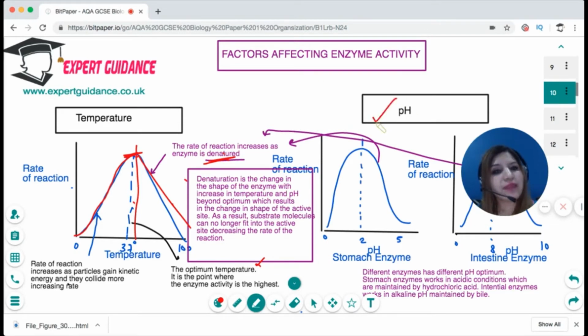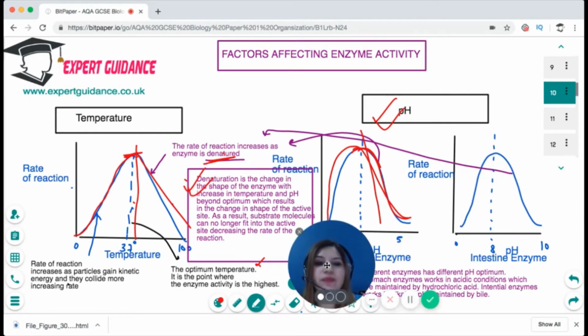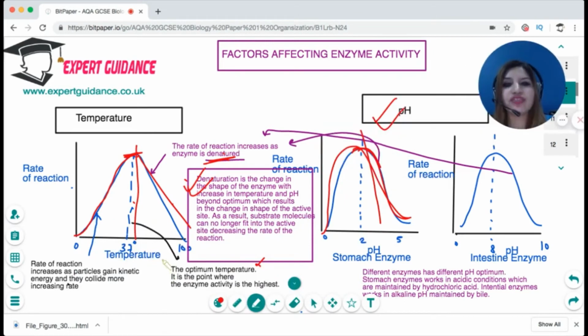The same effect happens with the pH. As you increase the pH, it increases the rate of reaction up to the optimum, and after that it drops. It doesn't drop as suddenly as with temperature, so we make a bell-shaped curve, and then it drops. Why? There's denaturation because the shape of the enzyme changes. Now for the temperature, the optimum is around 37 to 40 degrees because that is the normal body temperature. But for the pH, different enzymes have different optimums. Like stomach enzymes, they work best in acidic conditions, and the intestinal enzymes work in alkaline conditions.